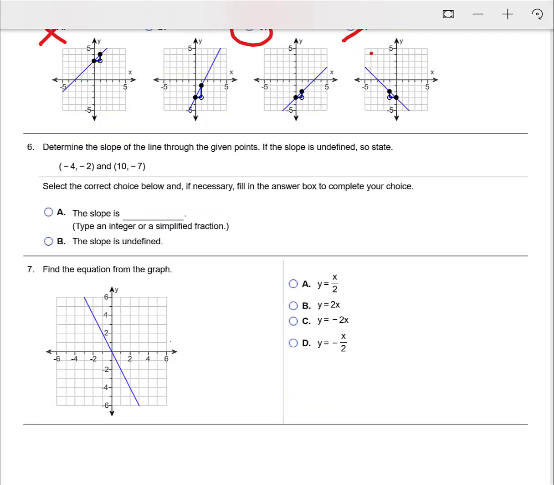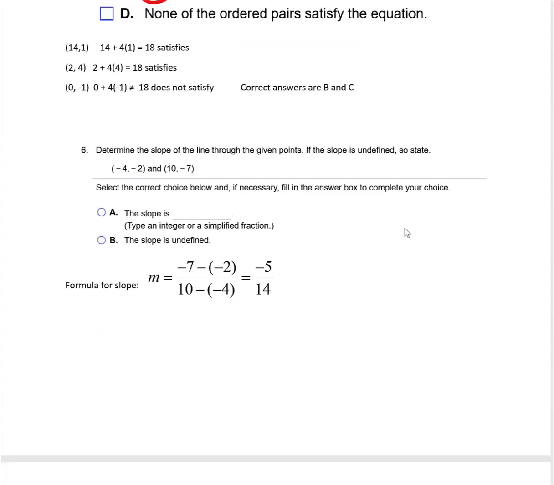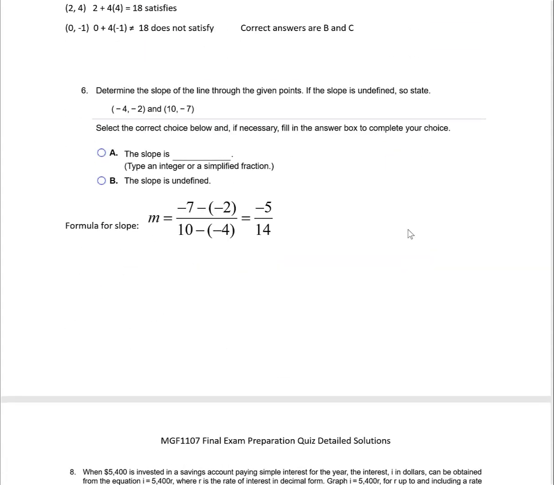Determine the slope of the line that connects the 2 points. And remember the equation for slope. I'm going to say, for instance, this is point number 1 and this is point number 2, and remember the formula, y2 minus y1, I'm shown here in the numerator. -7 minus -2 gives me -5. And then x2 minus x1 in the denominator gives me 14, and there's the slope of my line, -5 over 14.